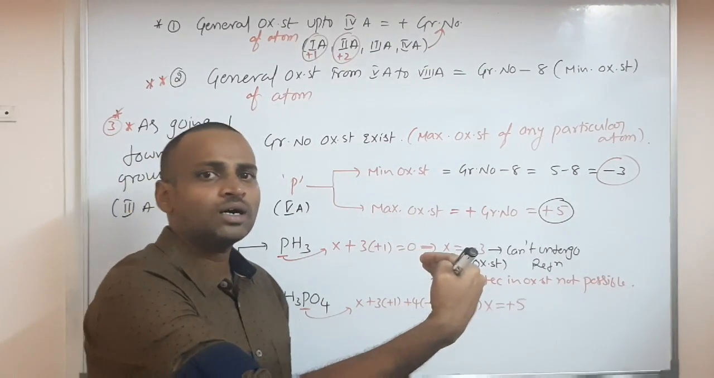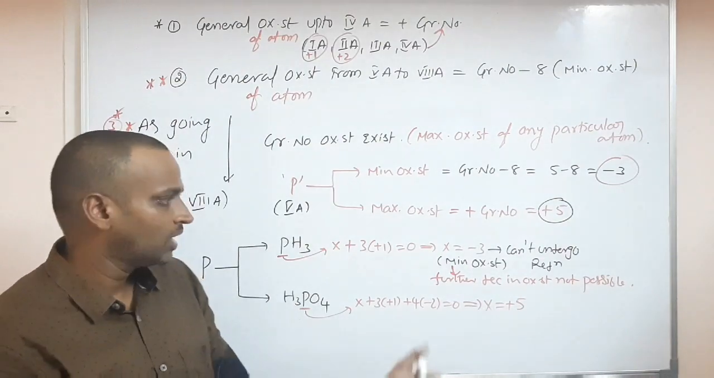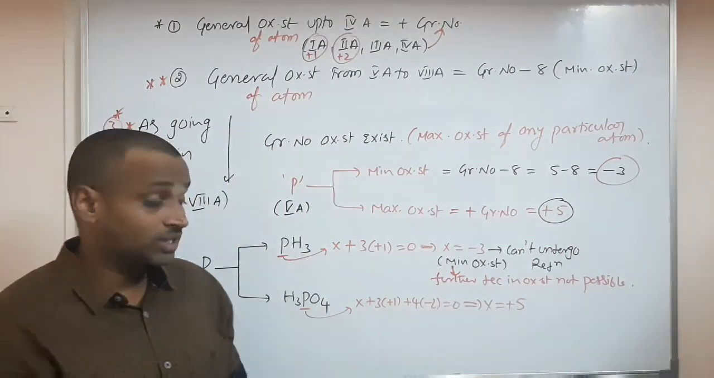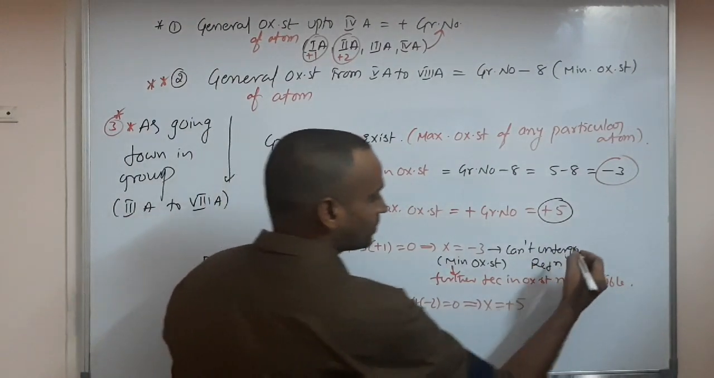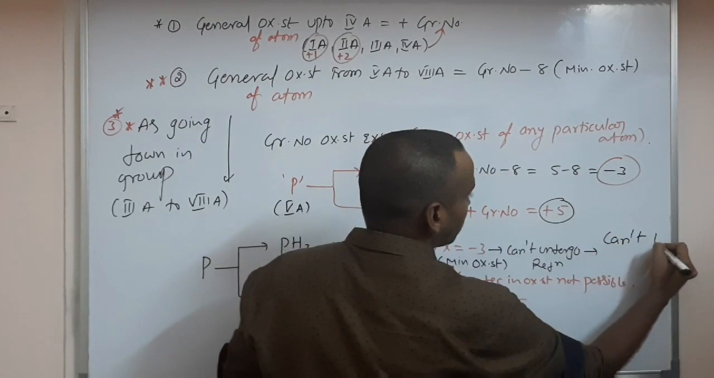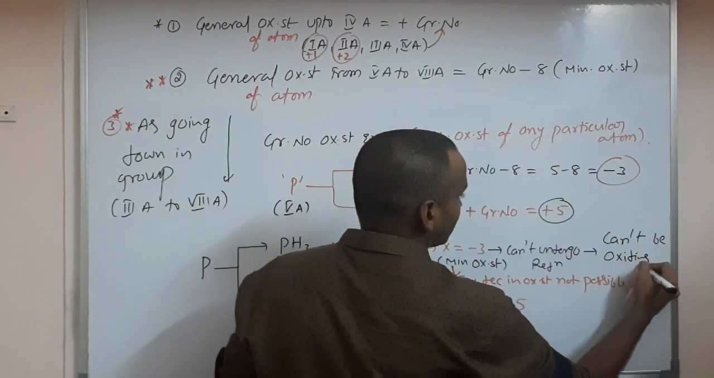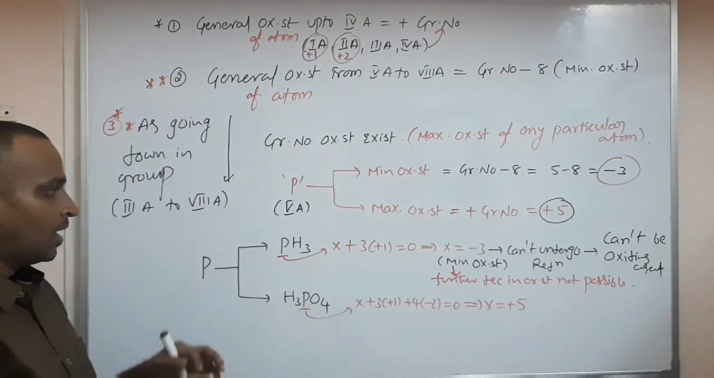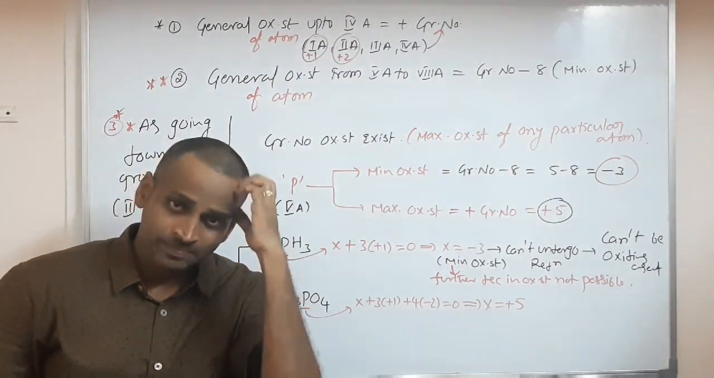So I cannot undergo reduction. Undergo means, understanding everyone? So reduction not possible further. Cannot undergo reduction means, what is the meaning? Cannot be an oxidizing agent. Who cannot be an oxidizing agent? Simple thing.